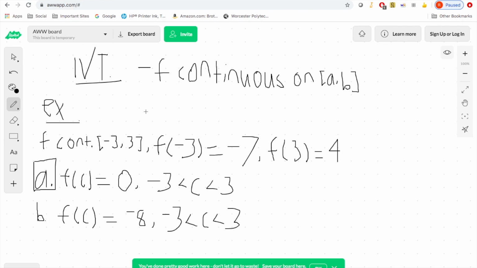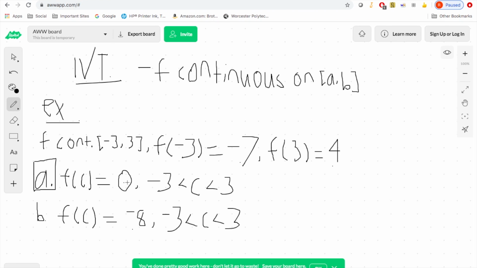The reason that our answer is going to be answer choice A and not B is because of this 0 versus this -8, which you might have concluded. Essentially, f is continuous on -3 to 3, and the bounds are f of -3 is -7 and f of 3 is 4. So the function has to hit the value 0 at some point on the interval -3 to 3 for x, or c in this case, because it's continuous, meaning the function will take on every single number between -7 and 4 at least once. So that's why it has to equal 0.